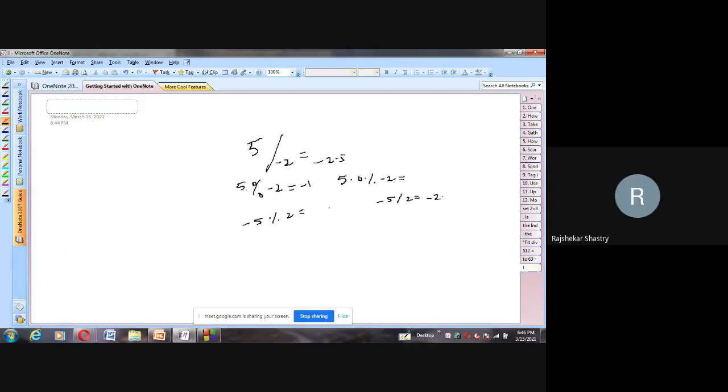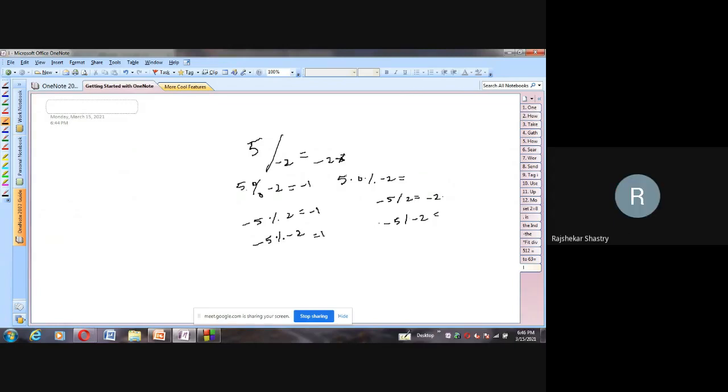Right. Okay. Then in this case, it is what, sir? Here also minus 2. What about minus 5 mod 2? Minus 1, sir. And then finally, what is minus 5 mod minus 2? Minus 1, sir.